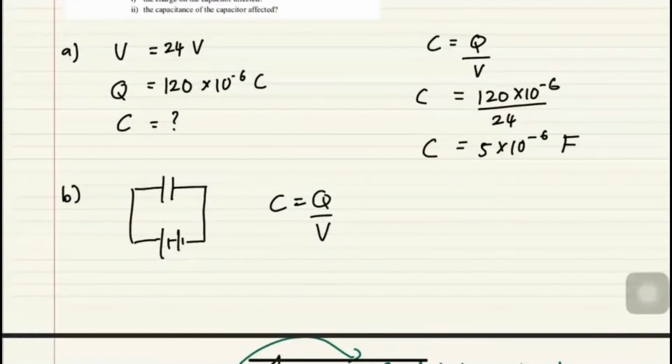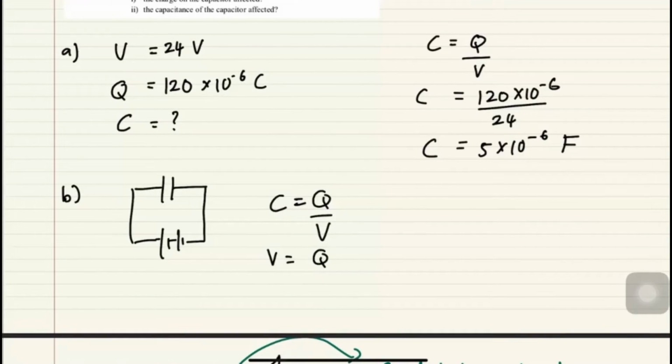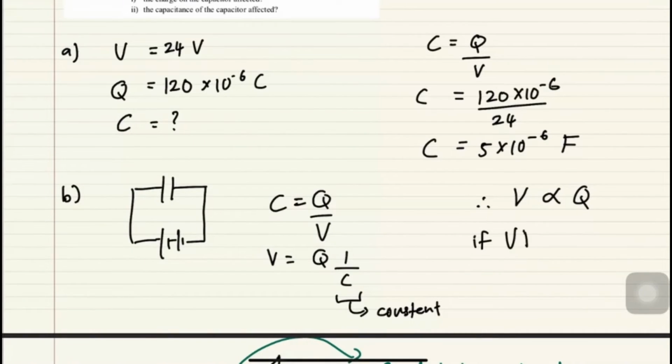Since C is a constant, I can rearrange. This is a constant. Therefore, V is directly proportional to Q. If V is increased, don't make an error, you must write that Q also increases. So, voltage higher, more charge accumulated at the plate.